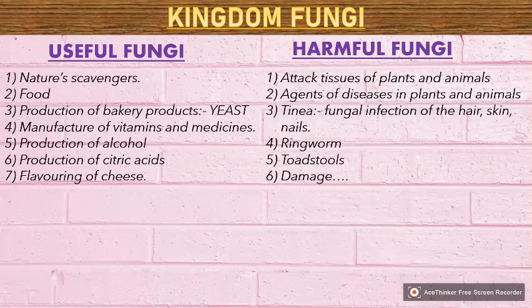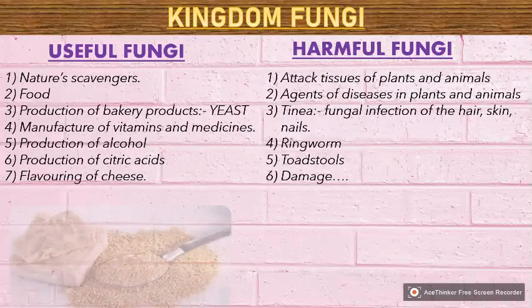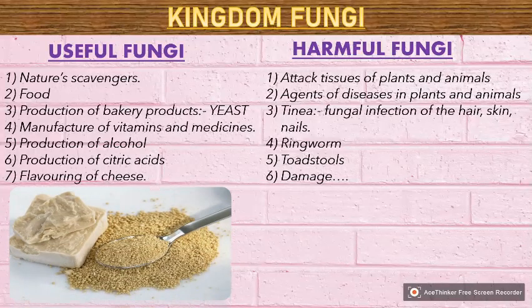Now, the sixth point is production of citric acid. How? The fungus Aspergillus is used in the production of citric acid in large quantities. Citric acid is mostly added to jams, jellies, candies and even at times meat products as a preservative. Last point is flavoring of cheese. Now here is an image. You can see the image of yeast.